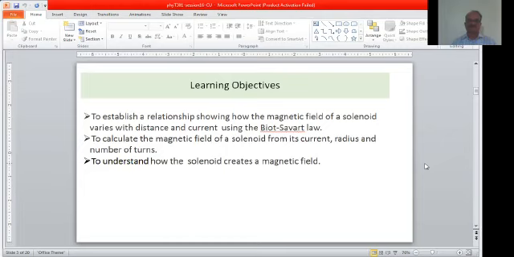And to calculate the magnetic field of a solenoid from its current, radius, and the number of turns, and to understand how the solenoid creates a magnetic field. These are the learning objectives.